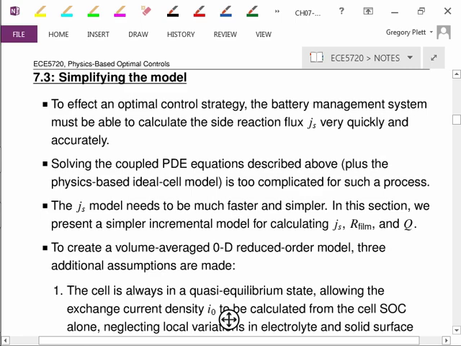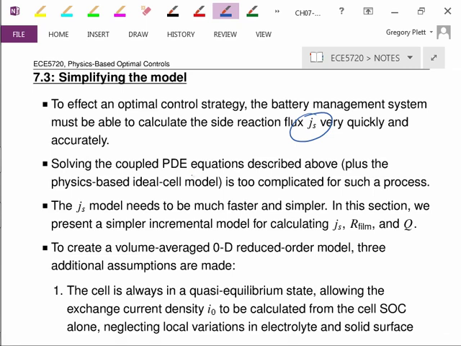In order to be able to implement an optimal control strategy that tries to minimize the rate of SEI growth, we would need a battery management system that can calculate the side reaction flux very quickly and accurately, because we've seen the side reaction flux is what drives the film resistance, and it's what drives the capacity loss also.